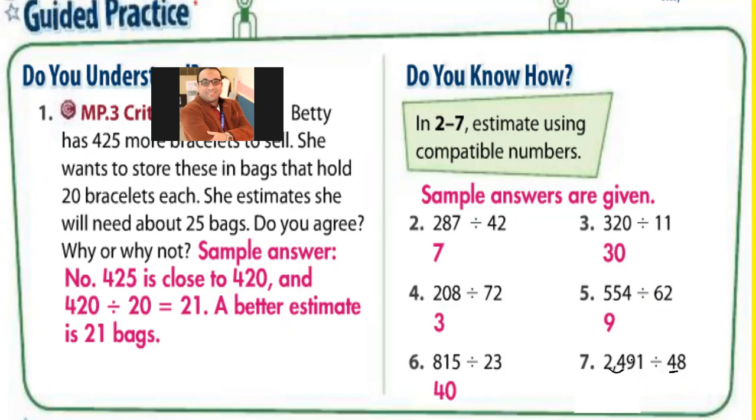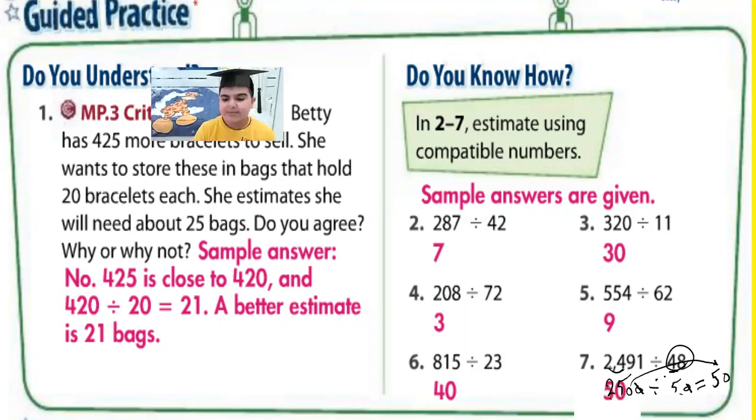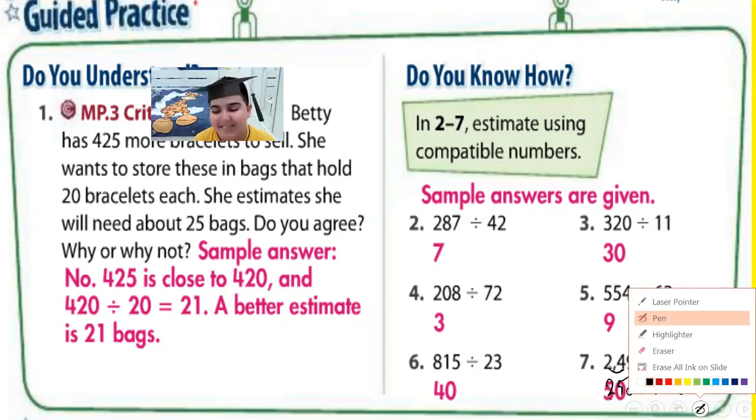Sure, it is 6. But in this problem, we can raise the score here to be 25 and 5. I can make this 48 like 50, and 2,491 is going to be 2,500. Ahmed, raise your voice. Dismiss 10 from both sides and drop this 0 outside. 25 divided by 5 equals what? 5. So the answer is 50.